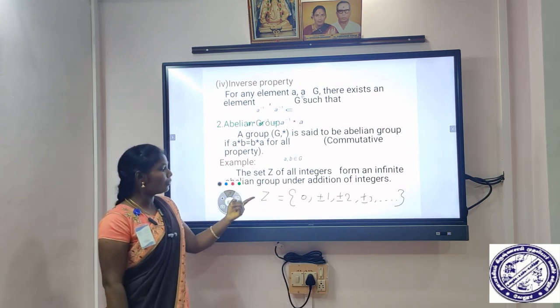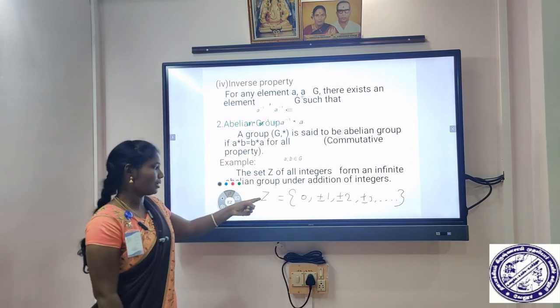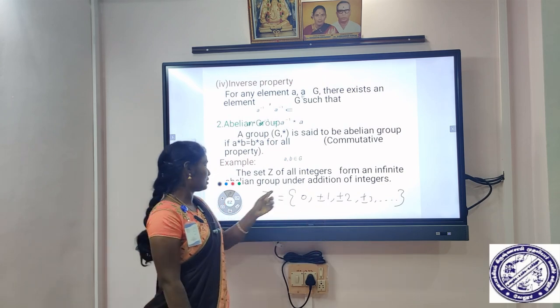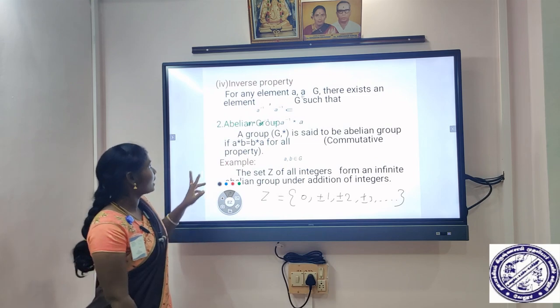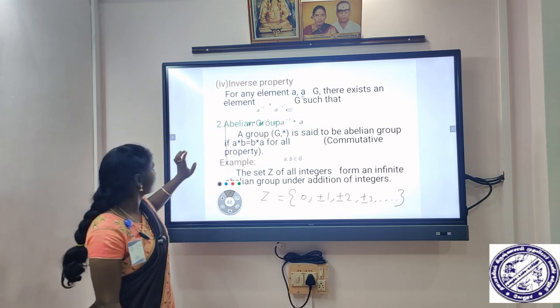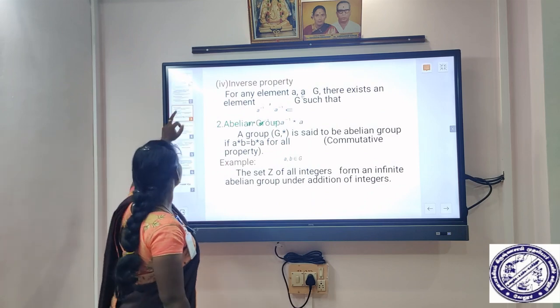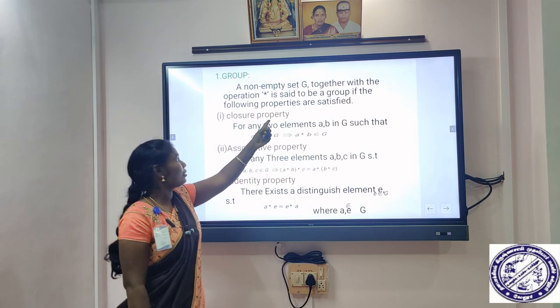So how will we prove this? Suppose Z is a group with the addition operation. Suppose it is a group which satisfies the four conditions. So what are the conditions here? First one is the closure property. So what is the closure property?